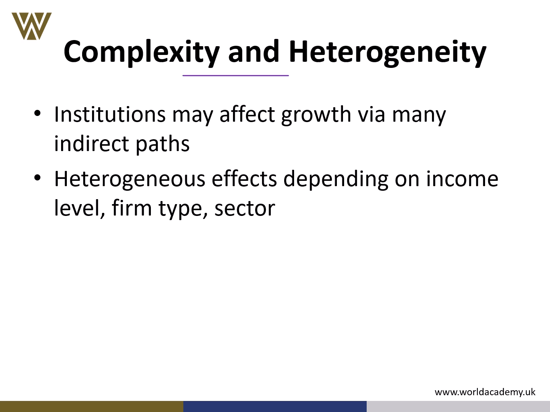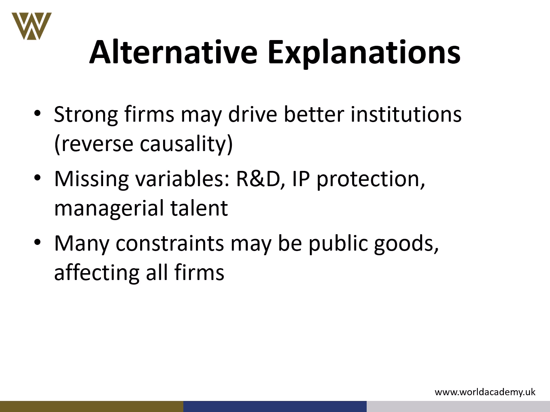Complexity and heterogeneity. Institutions may affect growth via many indirect paths, right? Heterogeneous effects depend upon the income level, firm type, and sector that we are focusing upon. Alternative explanation: some firms may drive better institutions, or reverse causality altogether. Missing variables are research and development, intellectual property protections, and manpower talent per se. Many constraints may be public goods affecting all the firms.